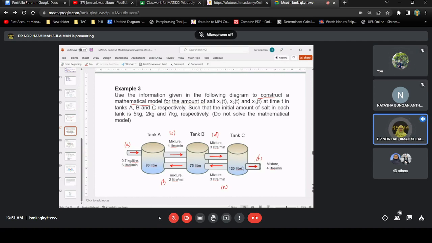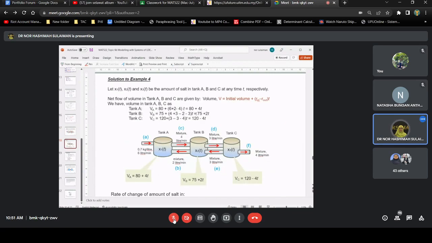Okay. So how about this one? C. Dia masuk daripada D dan then dia ada 2 outlet yang keluar. Outlet apa? E dengan F. So masuk 3, keluar berapa ni? 7. Masuk 3, keluar 7. So apa jadi dekat jumlah isi padu dalam tank C? Bertambah atau berkurang? Berkurang sebab dia masuk 3 liter. Lepas tu dia keluar banyak ni lah. Dia punya rate dia 3 tambah 4 dia 7 liter per minit. So dia akan berkurang.